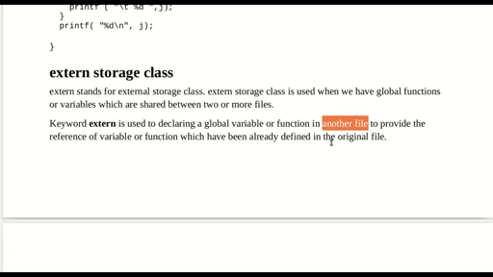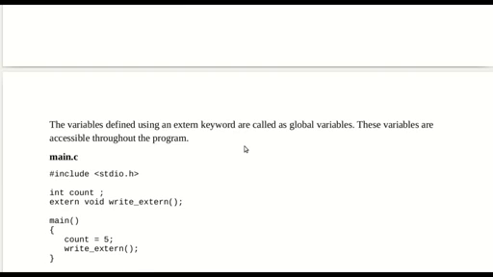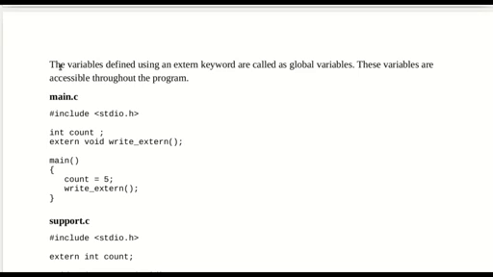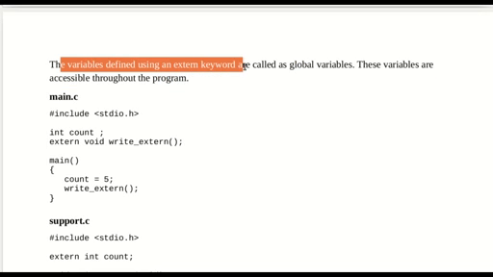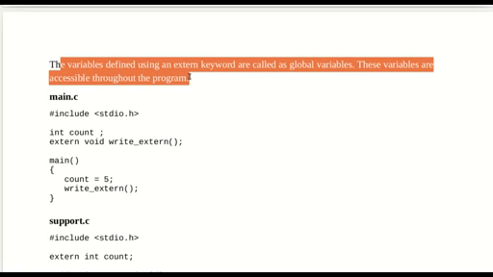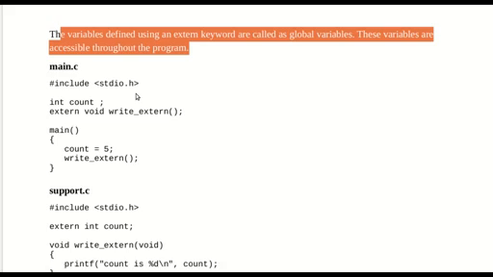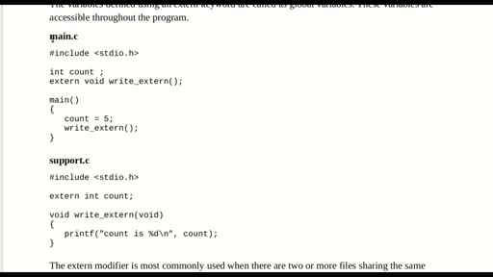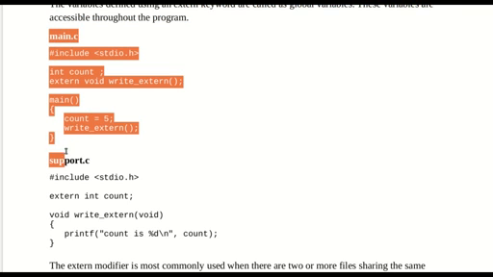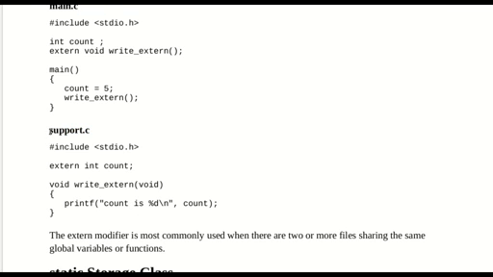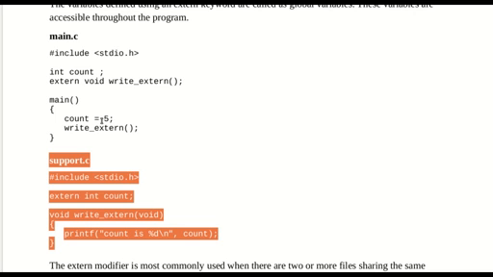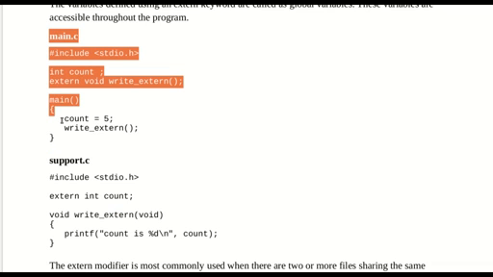We will see one example for this. Before that, the variables defined using the extern keyword are called global variables, as I said, and these variables are accessible throughout the program. And see this example. This is our main program, and we have another file which is called support.c, and this is defined inside another program file.